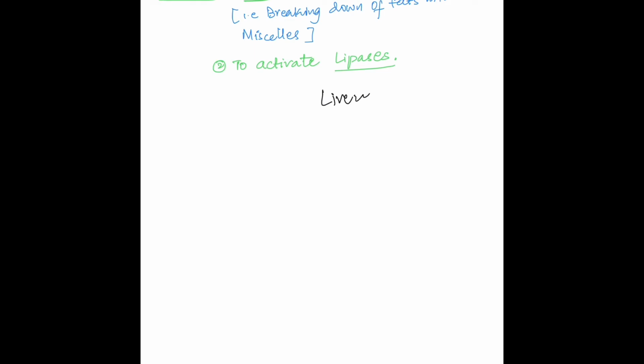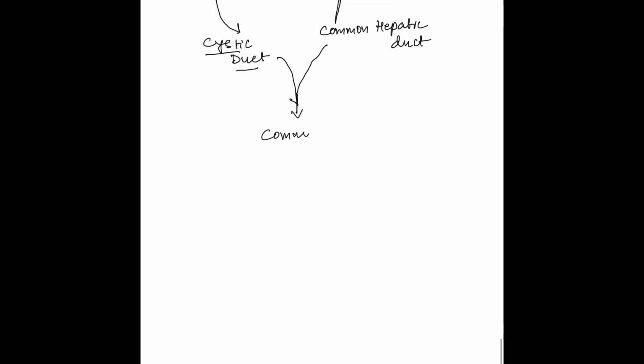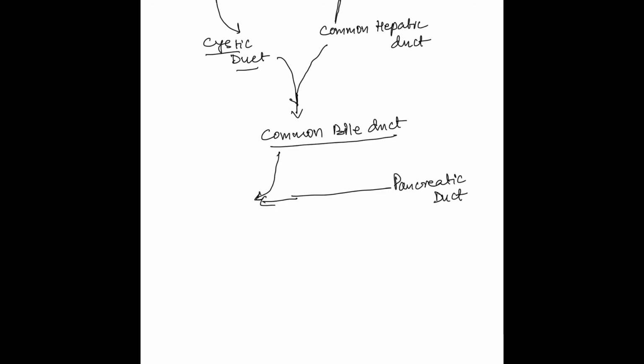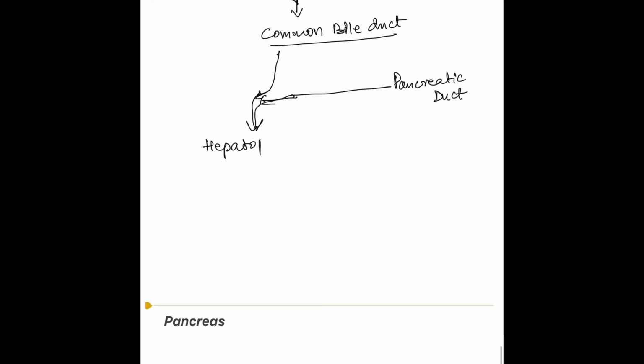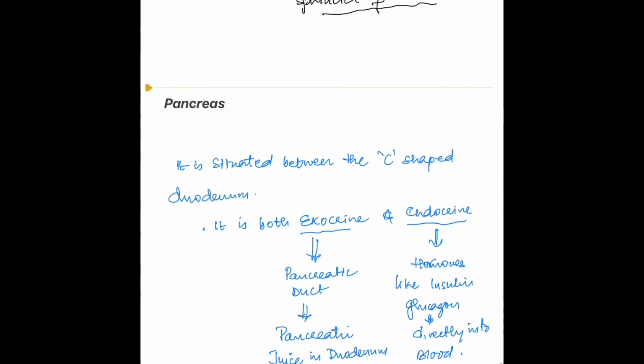Let's recap. Right and left hepatic ducts arise from the liver and they join to form common hepatic duct. Cystic duct arises from the gallbladder. The cystic duct and common hepatic duct join and form the common bile duct. Common bile duct joins with the pancreatic duct to form the hepatopancreatic duct. The hepatopancreatic duct opens into the second part of duodenum and this opening is guarded by a sphincter called a sphincter of Oddi. A few words about pancreas.